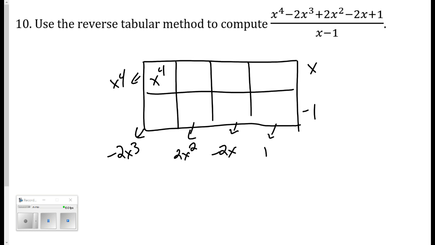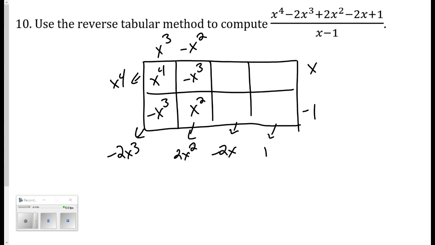So I know an x to the 4th has to be there. What times x is x to the 4th? X cubed. That's negative x cubed. After I multiply through, what plus negative x cubed gives me negative 2x cubed? Well, I need another negative x cubed. What times x gives me negative x cubed? Minus x squared. Multiply through.